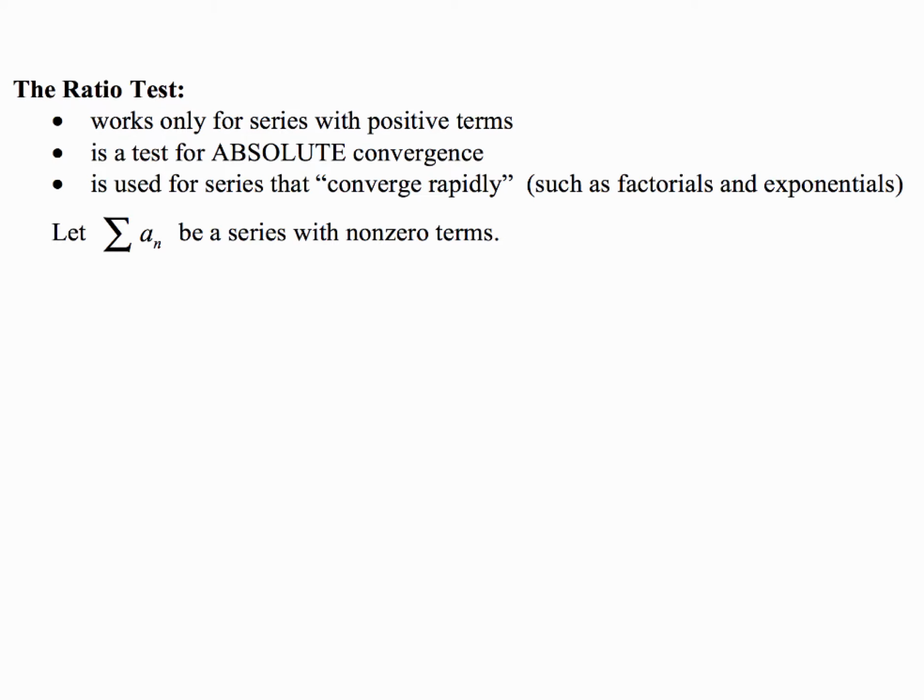Now let's recap the ratio test real quickly. Remember, it only works for series that have positive terms, so you've got to make sure the terms are all positive, and it converges rapidly. So you want to look for things such as a factorial, maybe n factorial, or an exponential, maybe something like n plus 1, where your variable is located in the exponent. When you see one of those two things or both, that's going to be a clue that you're going to start by using the ratio test.